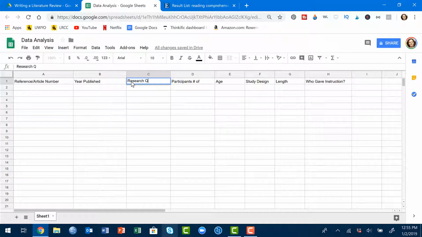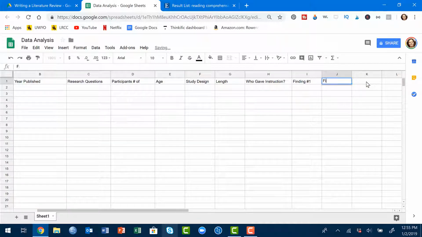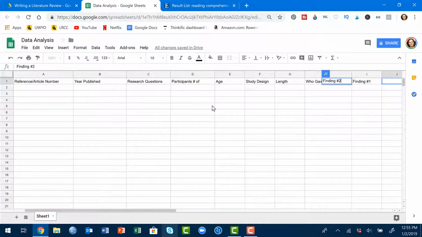So we want the research questions, okay? And then I want to know findings. So I'm going to put finding one, finding two, etc. Okay? So that is like a very basic setup of things that I look for. And obviously you're going to want to tweak it.